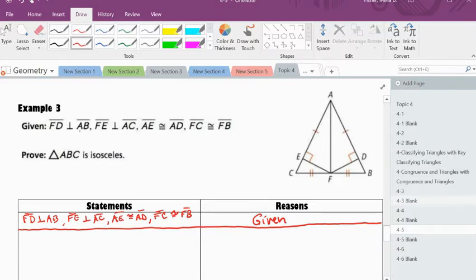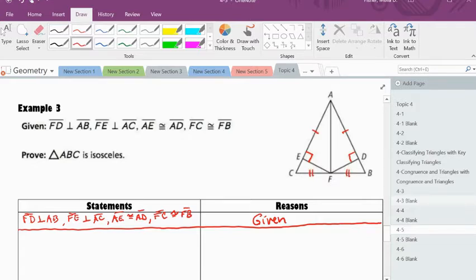The fact that FD is perpendicular to AB is right here, this 90-degree angle. That shows that that's perpendicular. And then FE being perpendicular to AC is marked right here. And then AE being congruent to AD is marked right here. And FC being congruent to FB is marked right here.